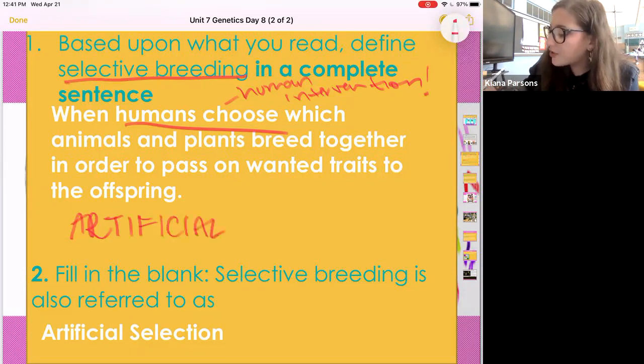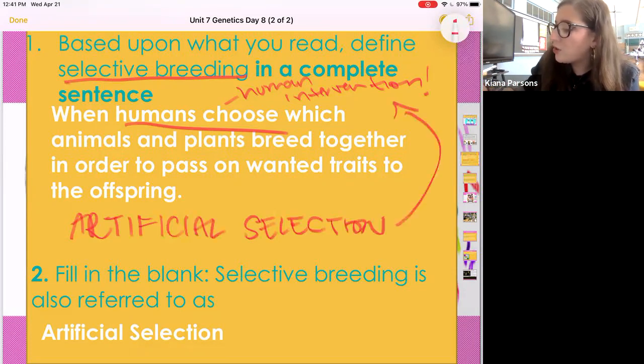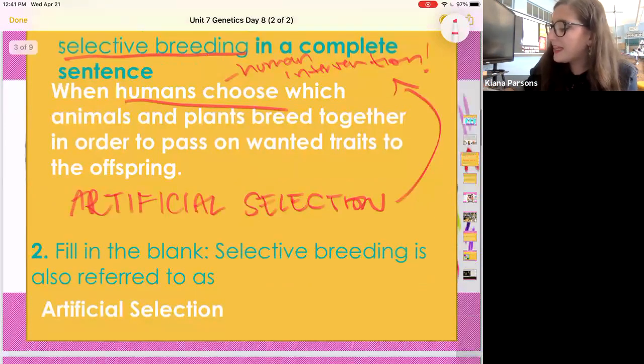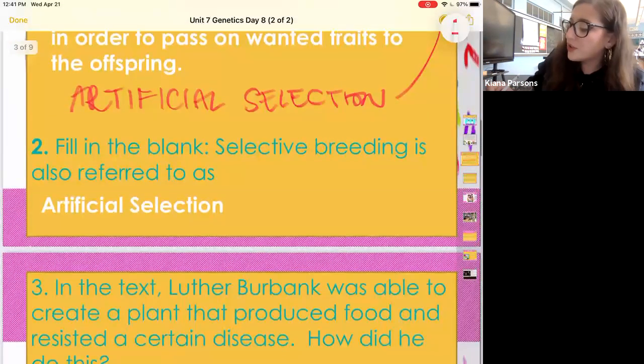So unlike natural selection, where nature chooses, this is artificial selection, or human intervention, human choice. So fill in the blank here. Selective breeding is also referred to as artificial selection.